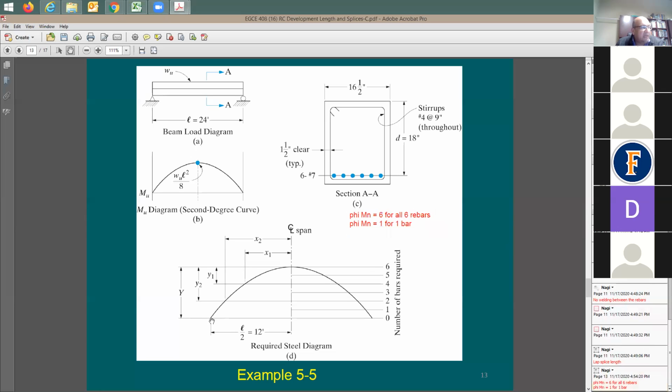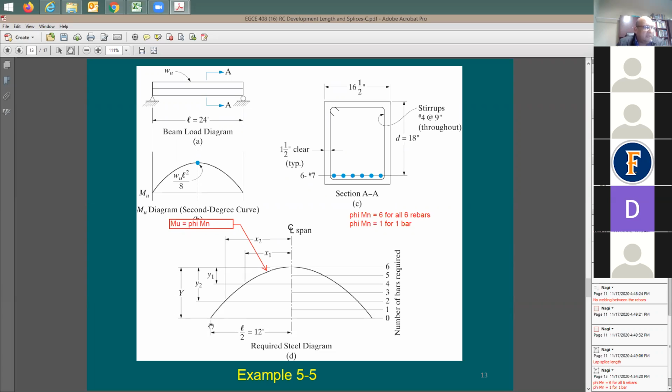So now in this case, this is going to be M sub u, because when you say moment diagram, it means M sub u, right? It's going to be M sub u here, not phi Mn. But in this case, we say M sub u equals phi Mn, right? They're equal to each other. This is the way that we do our design. We set the demand equal to the capacity.